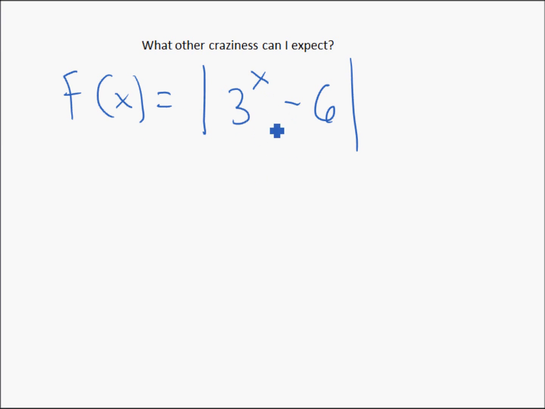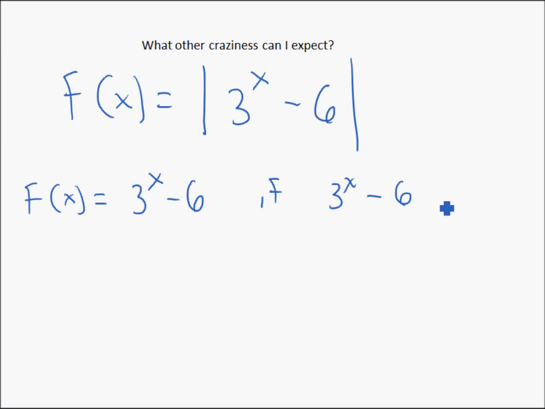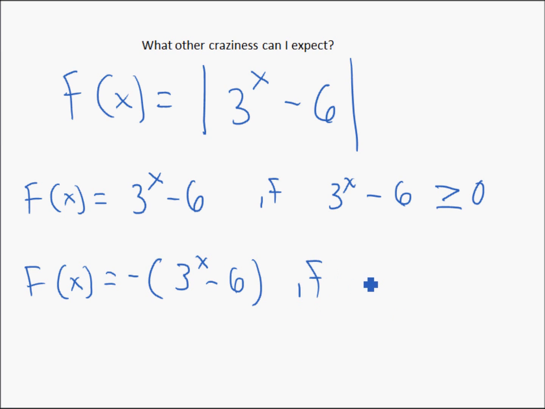Well, the rule is, ready, the very first thing you do is you say that f of x will equal 3 to the x minus 6. It'll just equal what's inside if what's inside is positive, if 3 to the x minus 6 is greater than or equal to 0. It will equal the opposite of what's inside, so negative 3 to the x minus 6, if 3 to the x minus 6 is less than 0. So these are the pieces it's going to equal here: 3 to the x minus 6 or the opposite of 3 to the x minus 6.